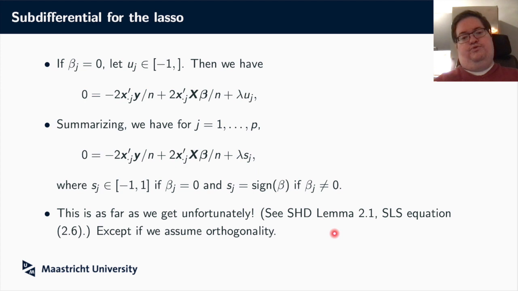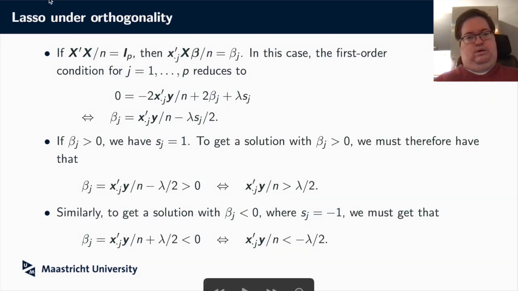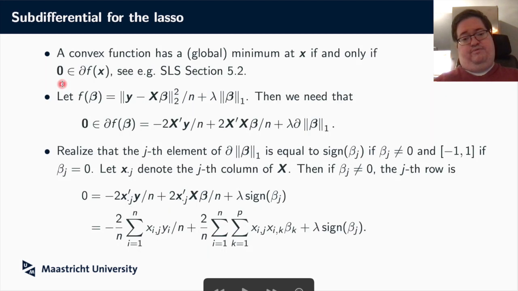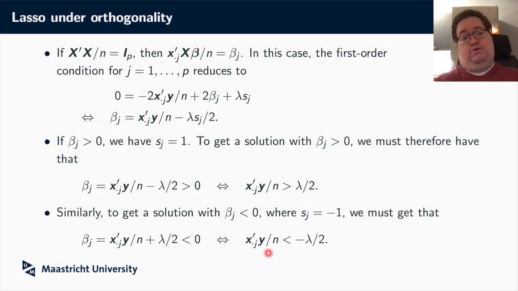So what we're going to do is assume orthogonality. Orthogonality, as we have already seen in earlier lectures, means that x prime x over n is equal to the identity matrix. In that case, life simplifies because now the jth row of x prime x times beta over n is just beta j. So we have a massive simplification here. We only end up with beta j and not with all of the betas. All of the entries in the sum except for beta j will be 0. And then suddenly, of course, things become a lot easier to solve.